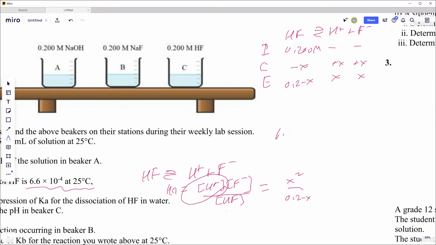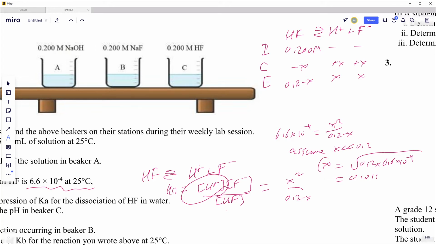So you can solve for this. 6.6 times 10 to the power of minus 4 equals X squared over 0.2 minus X. So the next step is you assume that X is way less than 0.2, because if that's the case, X is negligible as compared to 0.2, so just 0.2 times this. So X equals the square root of 0.2 times 6.6 times 10 to the power of minus 4. You're going to get, I think, around 0.011.